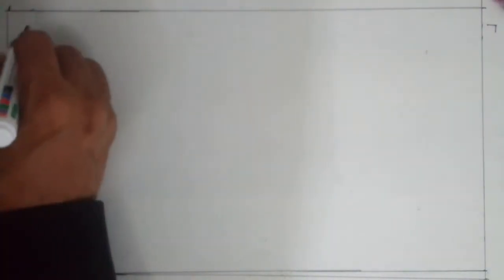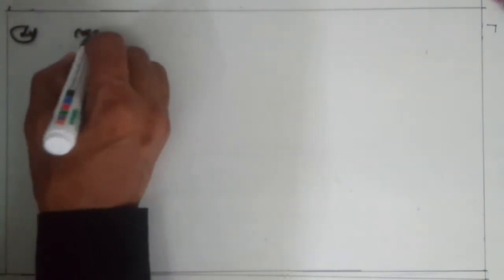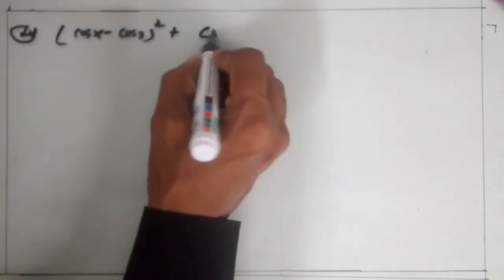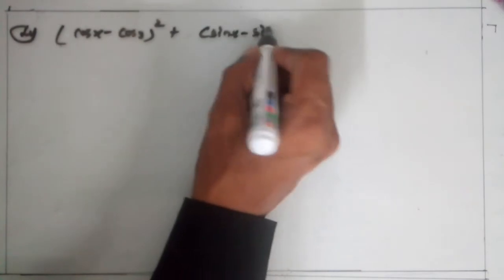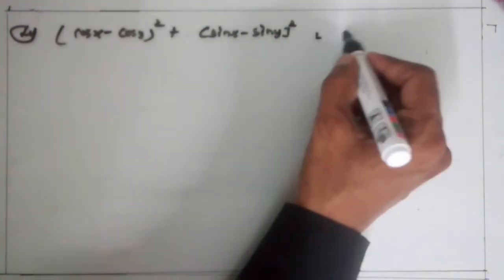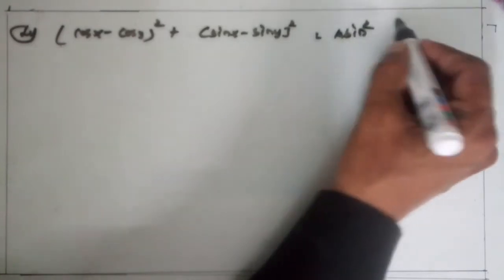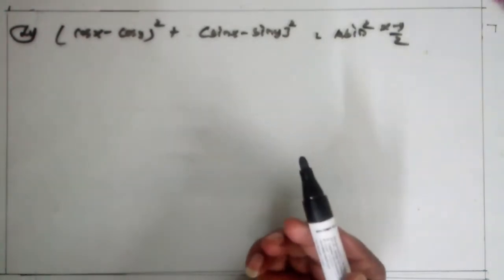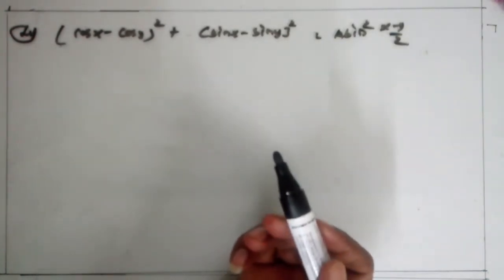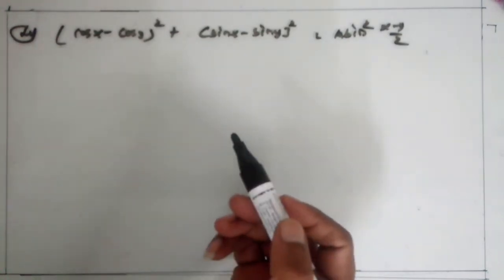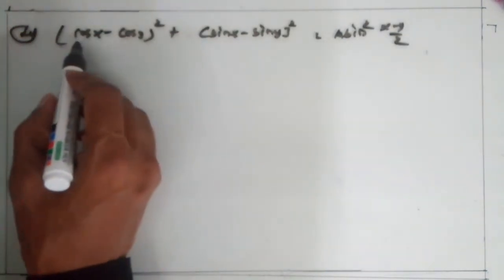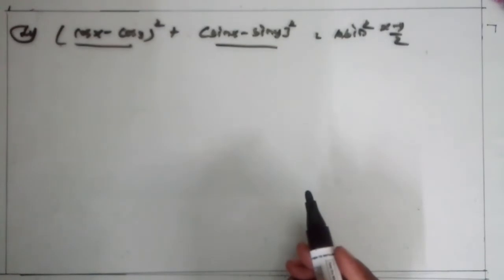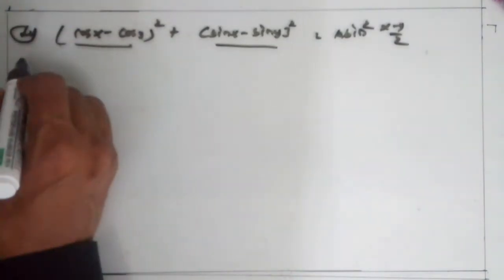Now question number 4. Prove that (cos x minus cos y) raised to 2 plus (sin x minus sin y) raised to 2 is equal to 4 sin square ((x minus y) upon 2). Same method as we applied in question number 3. Solve this yourself. Here c minus c, here also s minus s, and simplify this.